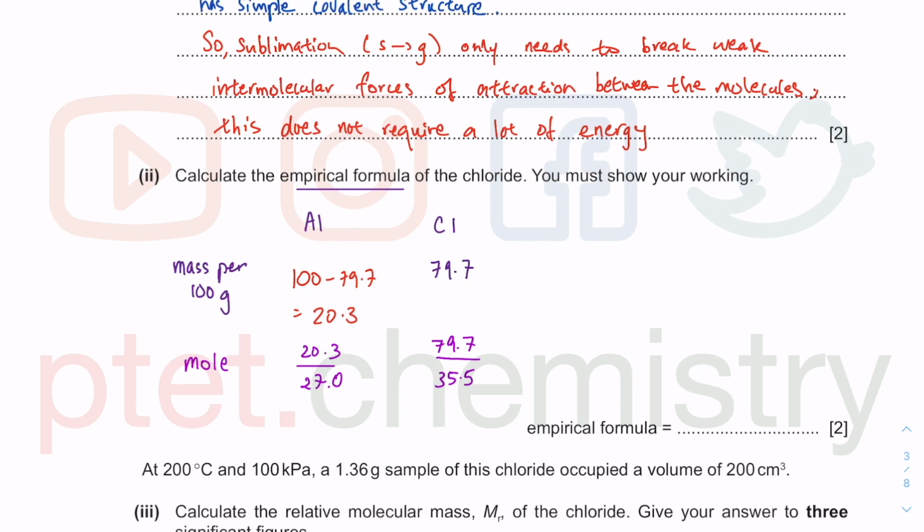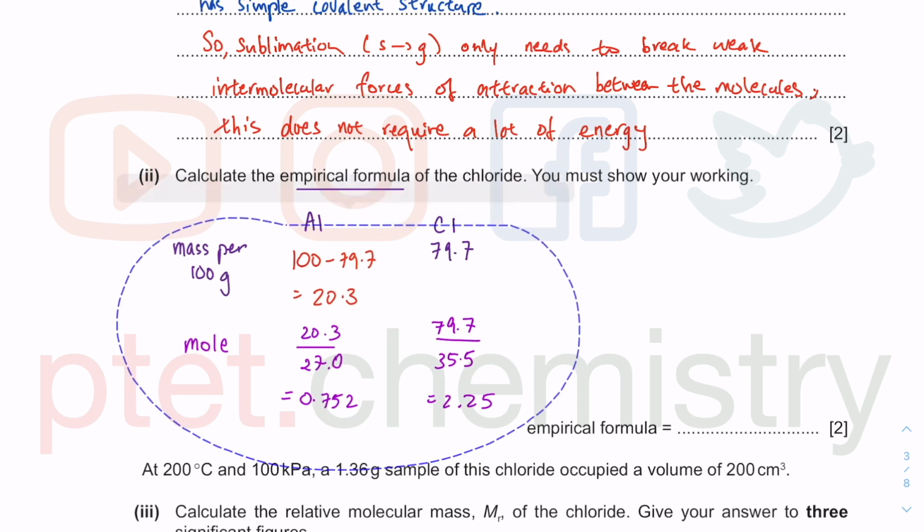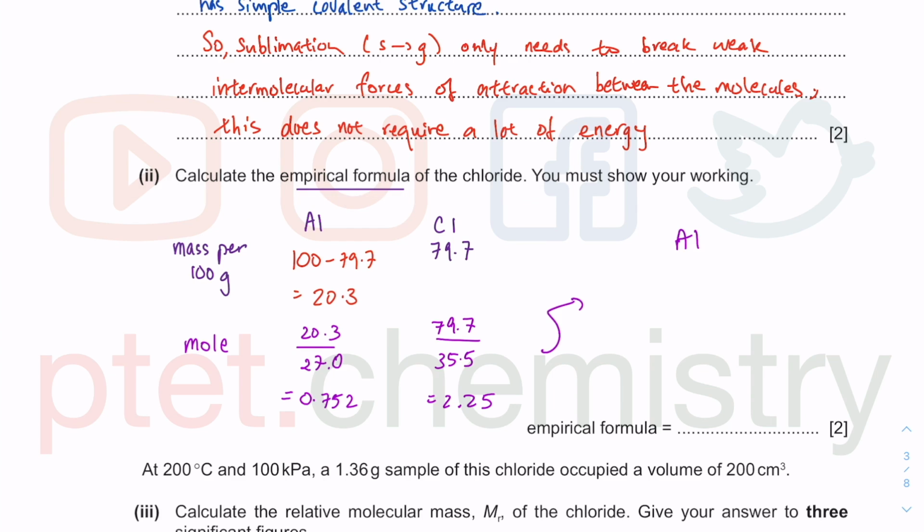So 20.3 divided by 27.0, I get 0.752. 79.7 divided by 35.5, I get 2.25, like that. So what next? Well, I need the simplest ratio, right? Because it's the simplest whole number ratio of the atoms, so the aluminium and the chlorine. To get the simplest whole number ratio, you need to divide by the smallest number, which in this case is 0.752. So that divided by itself is 1. That divided by 0.752 gives me 2.99. Simplest whole number ratio of the atoms, AlCl3.